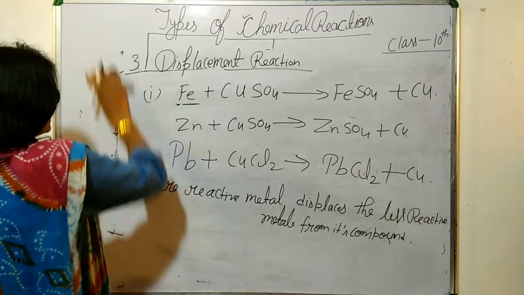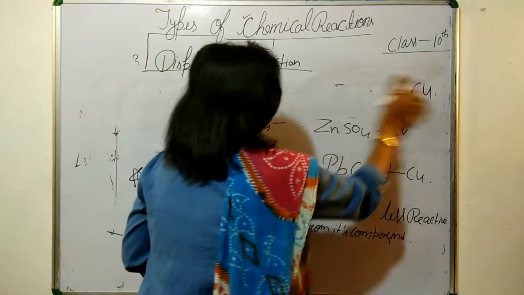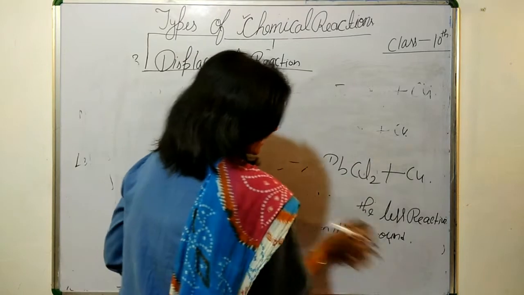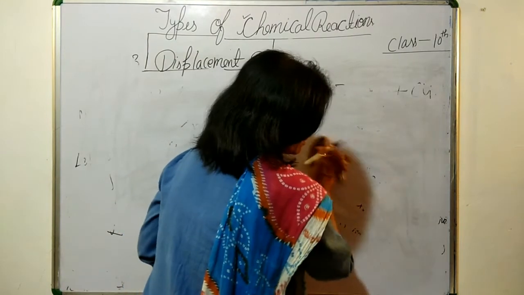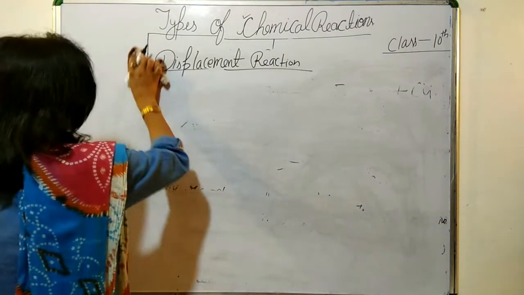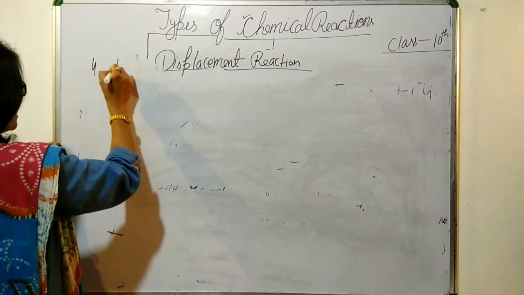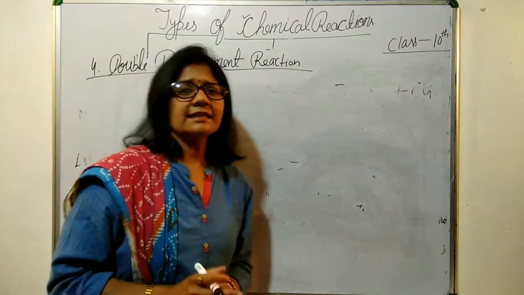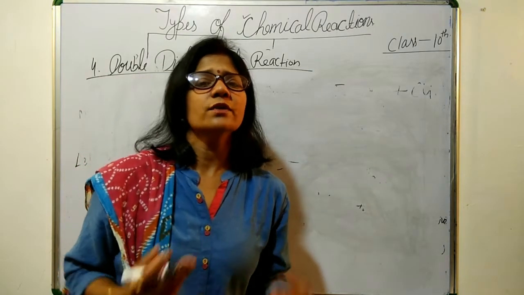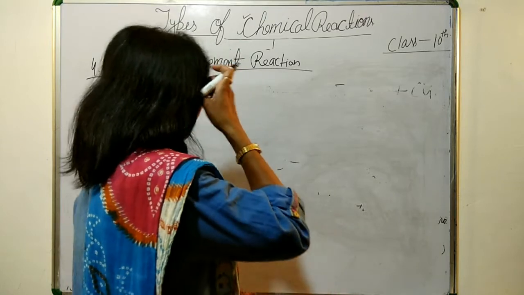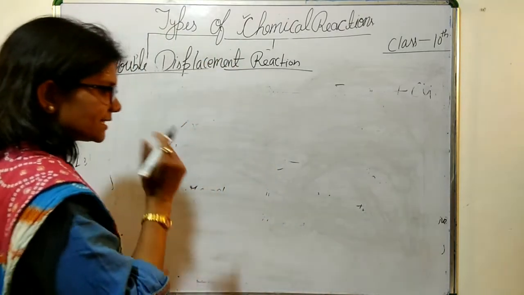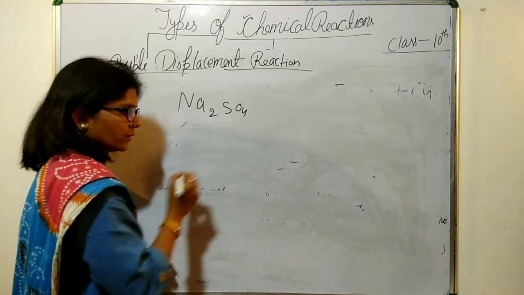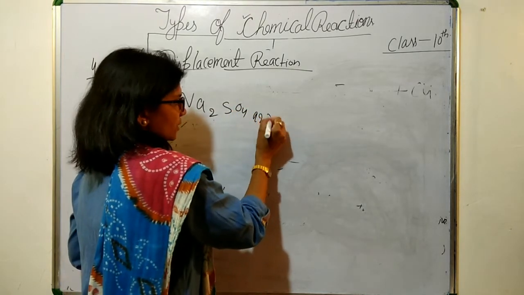Now let's see the fourth reaction, which is our double displacement reaction. What happens in the case of a double displacement reaction? Here I am just writing double displacement reaction. There is nothing special. There is just an exchange of ions in a compound. Okay, let's see one example: Na2SO4, in an aqueous solution.